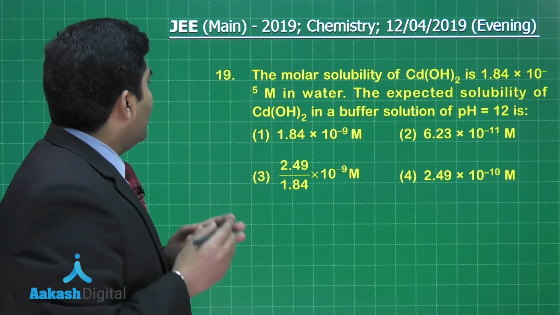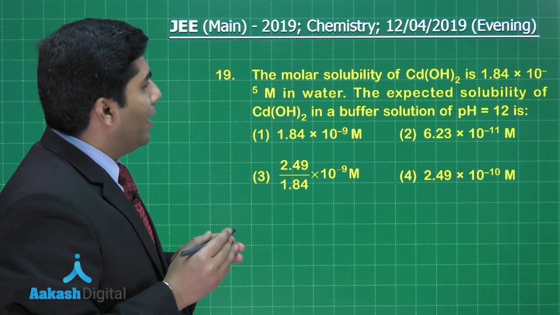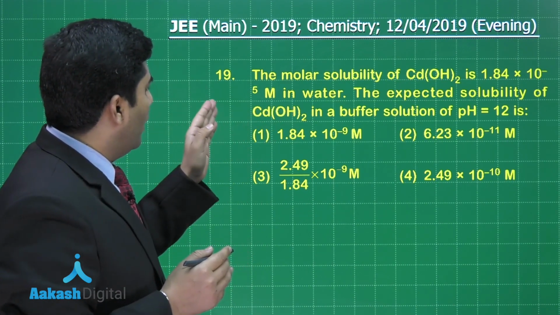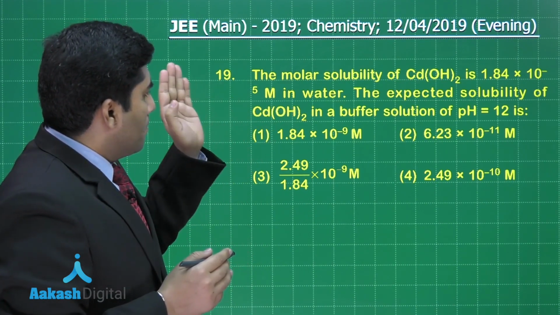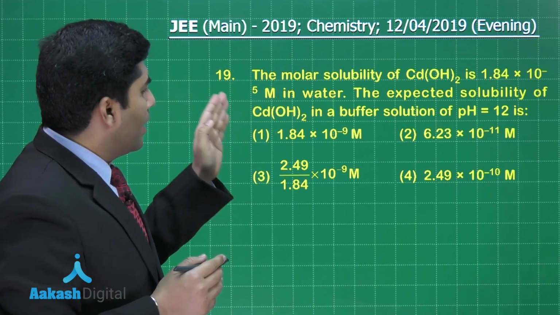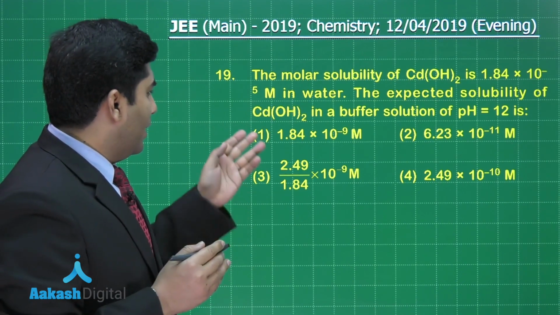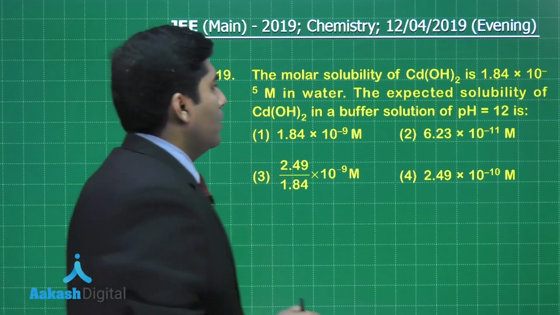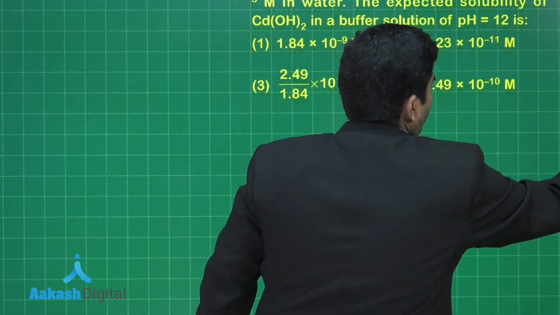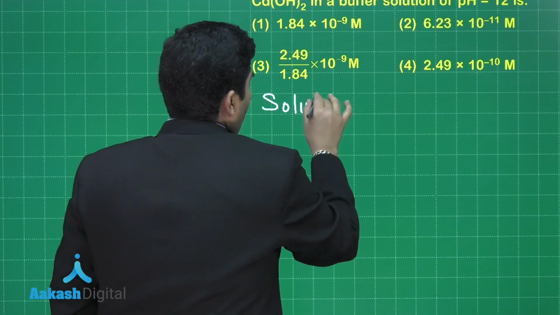Now, this question is asking: the molar solubility of cadmium hydroxide is 1.84 × 10^-5 molar, and he is asking for the expected solubility of cadmium hydroxide in a buffer solution of pH equal to 12. There are four options. Let's start the solution.